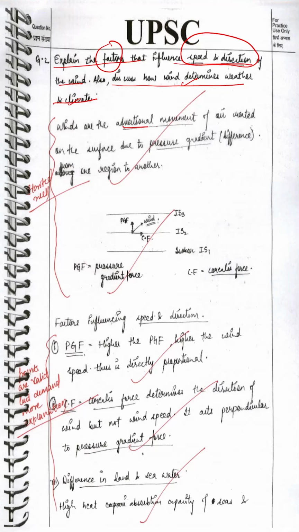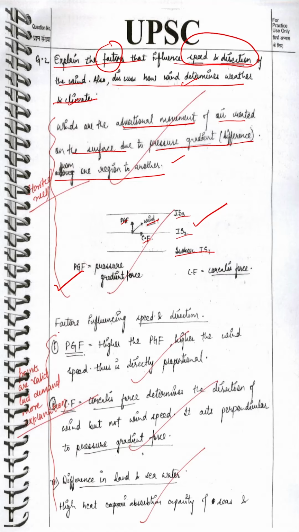Winds are the advectional movement of air created on the surface due to pressure gradient, that is, the difference in pressure from one region to another. We can say a remarkable introduction is given here. A diagram is also provided showing how the pressure gradient force and the Coriolis force are balanced, resulting in the formation of winds. This wind is also called geostrophic wind, the free movement of wind. The isobars, along which the wind is moving, are also provided. So the introduction is quite good with the diagram.